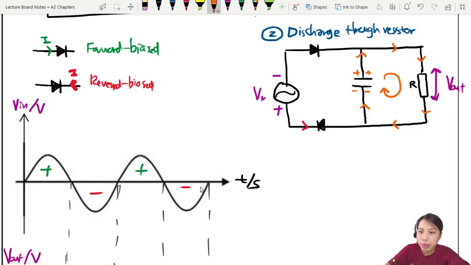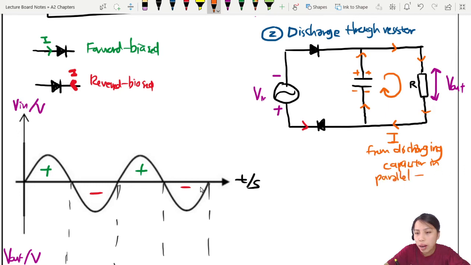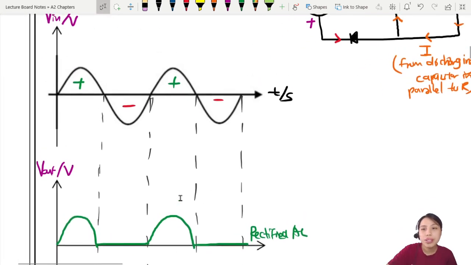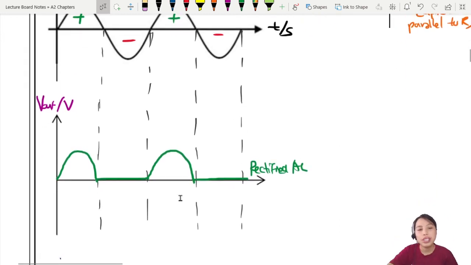So let me add a quick reminder that this is the current not from the AC, because AC is blocked by the diodes already, but current from a discharging capacitor in parallel to R. There. Good reminder. All right, so how will the output look now with a capacitor there doing its charging and discharging?